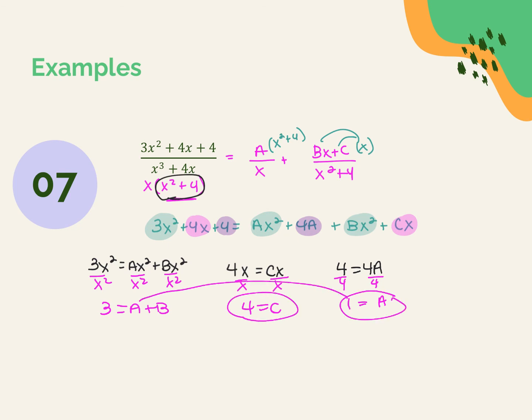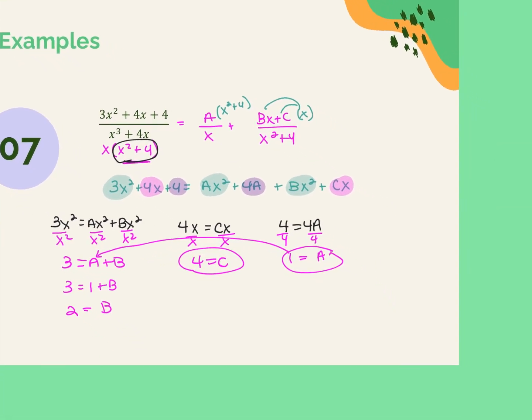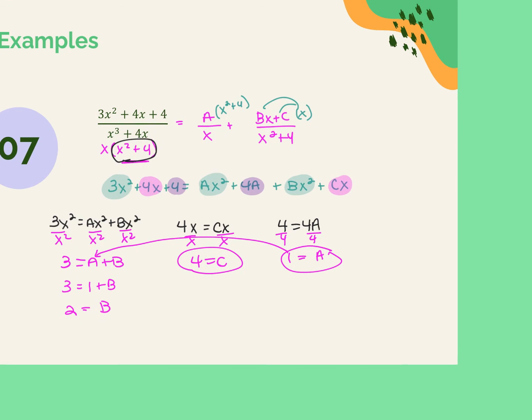So I've got a is 1, I've got c is 4. I can take the a, plug it back in here, and b is 2. So it plugs back in. The a would be 1 over x plus the b is 2 and the c is 4. So 2x plus 4 over x squared plus 4. And there's my decomposed fraction with a non-repeated factor that is quadratic.